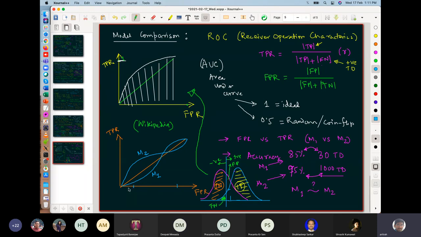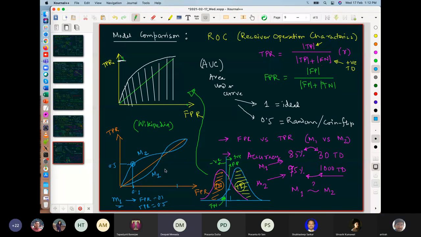Here, see, what does it mean? Suppose this is 0.1 and let's say this is 0.5. It means TPR is 0.5 and FPR is 0.1 at this point. So suppose at this point you have seen M1 number of test data. With M1 number of test data, your FPR is 0.1 and your TPR is 0.5. If your test data were more, it could fluctuate.